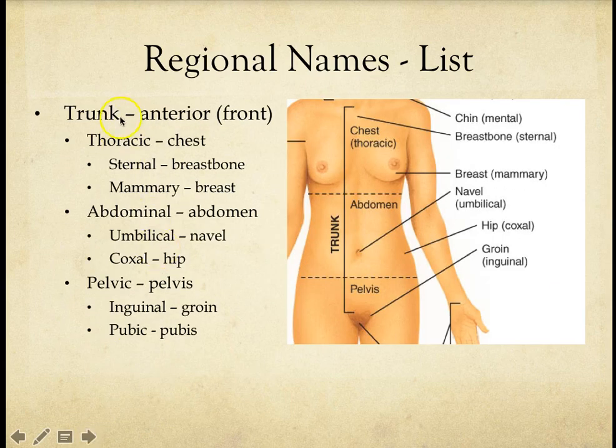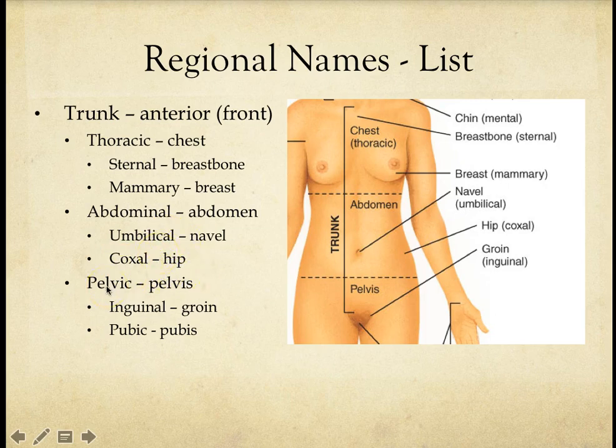If we take a look at the trunk, the anterior portion of the trunk, the thoracic region is the chest. The area where you have your breastbone is simply the sternal region. The breast area is the mammary region. Where you have your stomach is simply the abdominal region. Your umbilical region is simply where your navel is, your belly button. Coxal is simply the hip region. Honestly, we don't really use the term coxal too much. We'll probably be using the term hip more often.